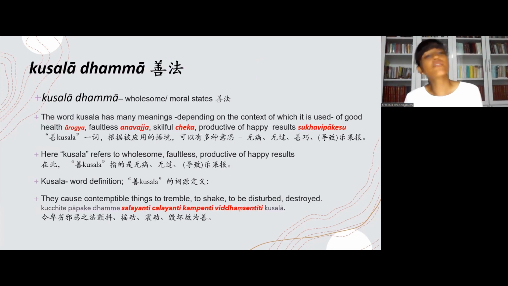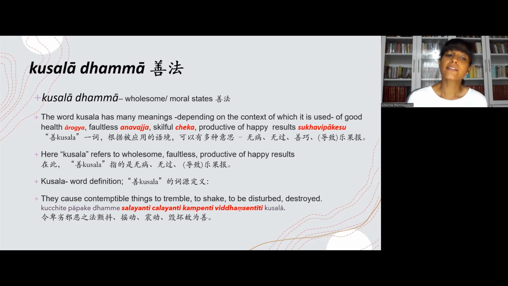Let's look at the meaning of the words Kusala and Dhamma. Kusala Dhamma refers to the wholesome or moral states. And this word Kusala has many different meanings depending on the context in which it's used. In certain instances, it refers to good health, arogya, or faultless, anavajja, skillful, cheka, or productive of happy results, sukha vipakesu. Here in the Abhidhamma Pitaka, Kusala refers to wholesome, faultless, and productive of happy results.